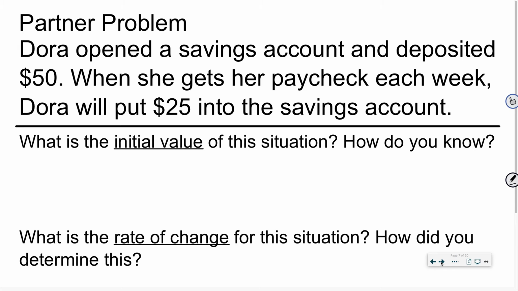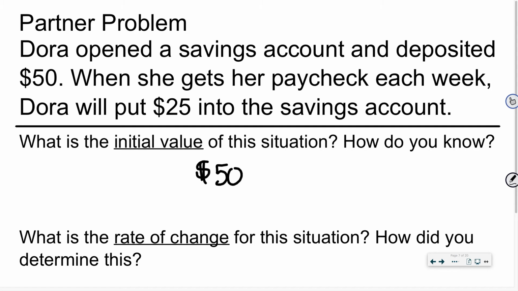Who wants to share the initial value for this situation? We're going to do an activity where you're going to have whiteboards and you're all going to find initial values. Initial value for Dora's money. Why 50? Yeah, it's how much she started with. It specifically says that she opened a savings account and deposited 50. So from that first sentence, we can assume as soon as she opened the account, she put the money in. Right at the beginning, before any time passed, she had the $50 in there.